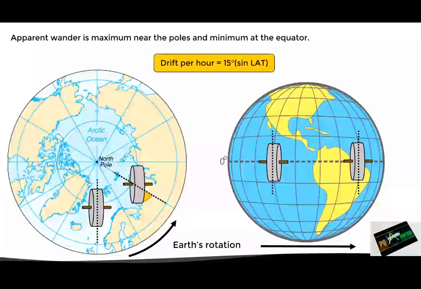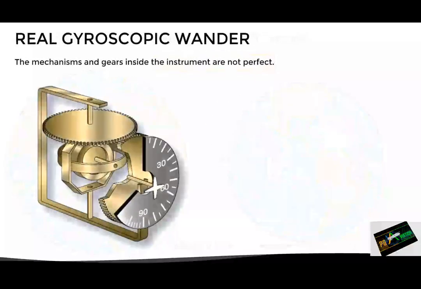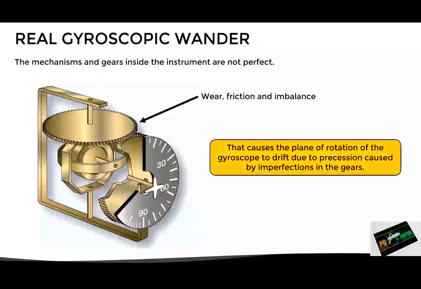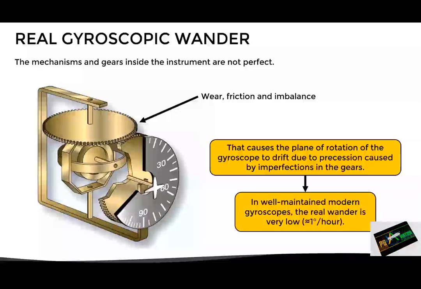Now, this wander is known as apparent, since in reality it is not the gyroscope that drifts, but the rotation of the Earth that creates this effect. Now, there is another effect known as real wander. And it is produced since the mechanisms and gears inside the instrument are not perfect, they suffer from wear, friction, and imbalance. That causes the plane of rotation of the gyro to drift due to precession. However, this error is normally small. In well-maintained modern gyros, the real wander is very low, around 1 degree per hour.